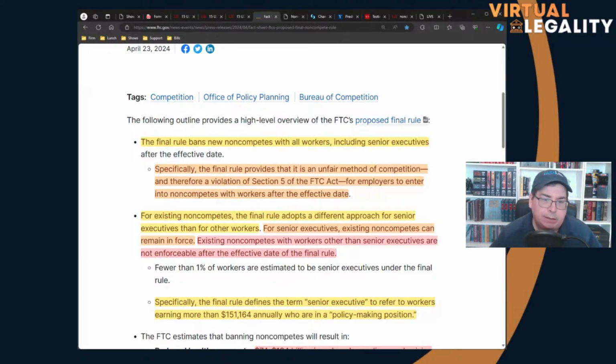For existing non-competes, the final rule adopts a different approach for senior executives than for other workers. For senior executives, existing non-competes can remain in force. Existing non-competes with workers other than senior executives are not enforceable after the effective date of the final rule. Now, one thing that comes to mind for me is that this is kind of retroactively operative, in that whatever contracts are already out there with my clients, with other people's clients, with every company that has a non-competition provision in the United States, those all coming undone is going to change the nature of the risk profiles that these employers and employees have with each other outside of what was negotiated for.